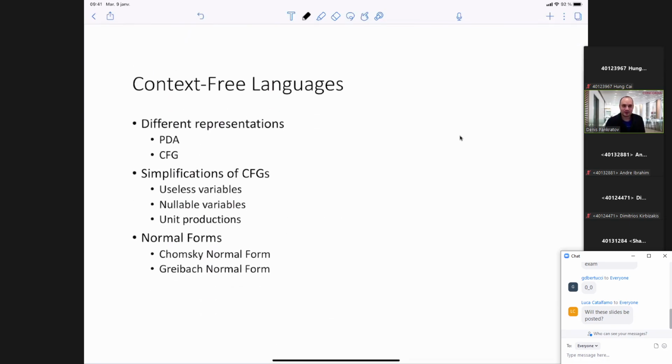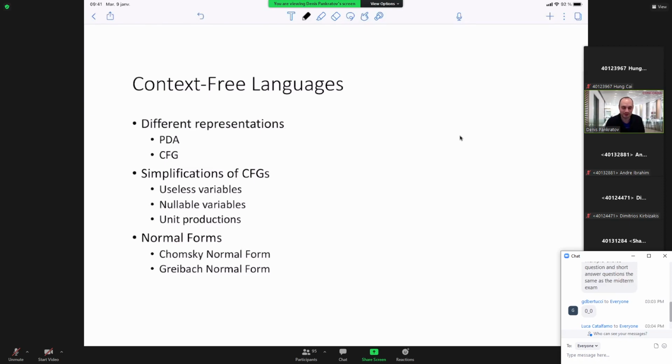Okay, for context-free languages, as you can see, the structure is similar, but for context-free languages we go a little bit deeper. We only have here 2 kinds of representations, non-deterministic pushdown automata and context-free grammars. When we discuss normal forms, we have 2 normal forms, Chomsky normal form and Greibach normal form. Each language, if you don't consider the lambda issue, can be represented in Chomsky normal form. It can also be represented in Greibach normal form.